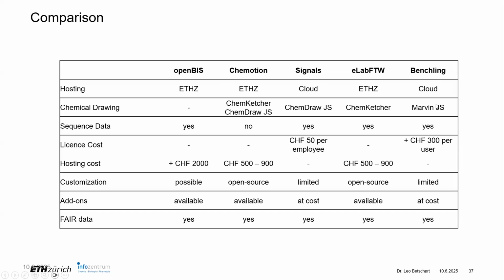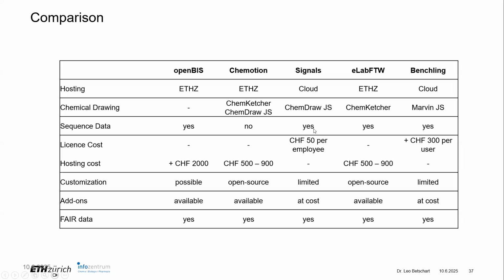You also see that not all of them have chemical drawing capabilities. For two of them, we can have ChemDraw integrations. For others, it's other sketching tools that might or might not be an advantage or disadvantage. Not all of them can deal with sequence data. For example, Chemotion cannot. And then the prices also vary.